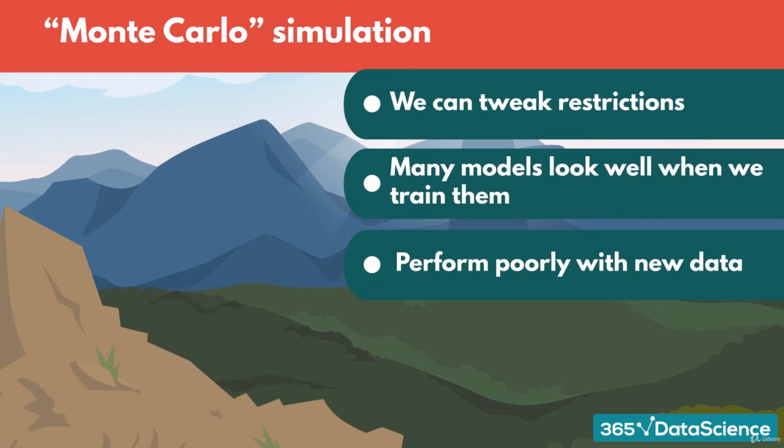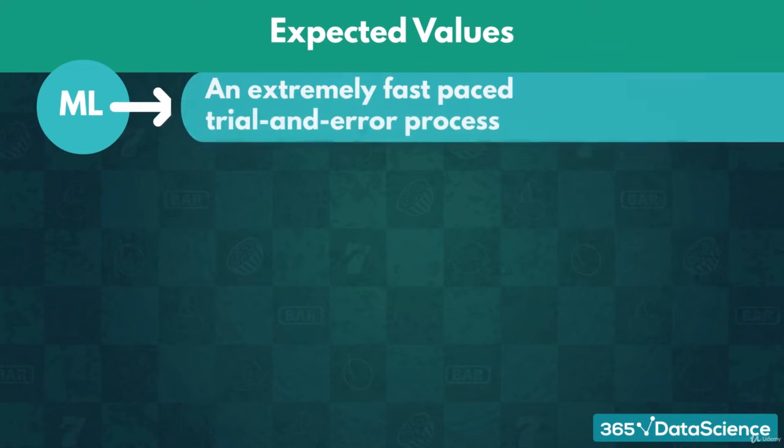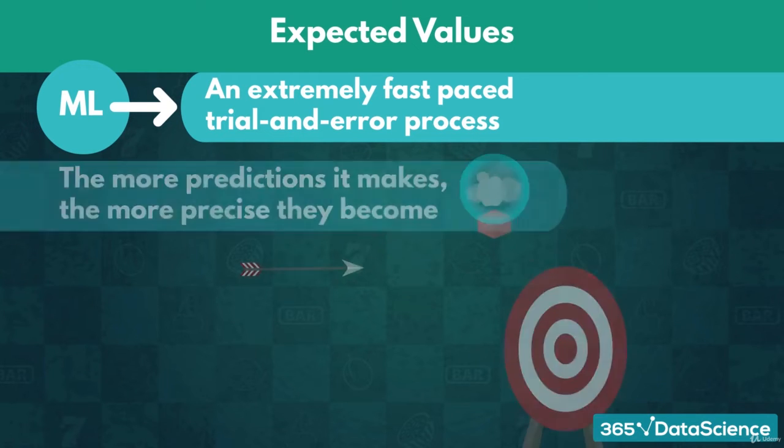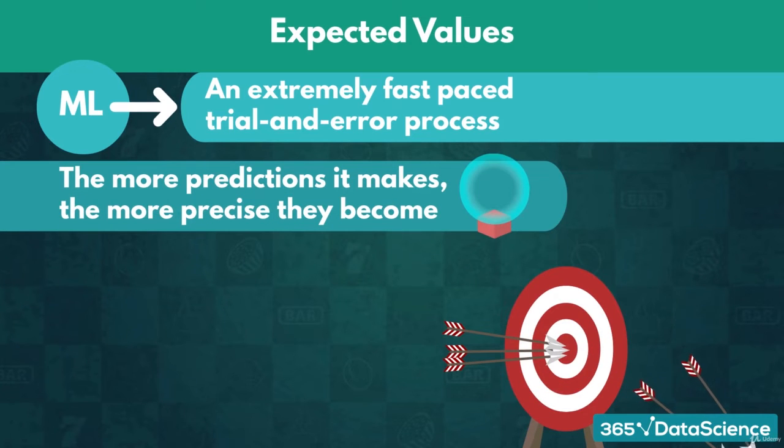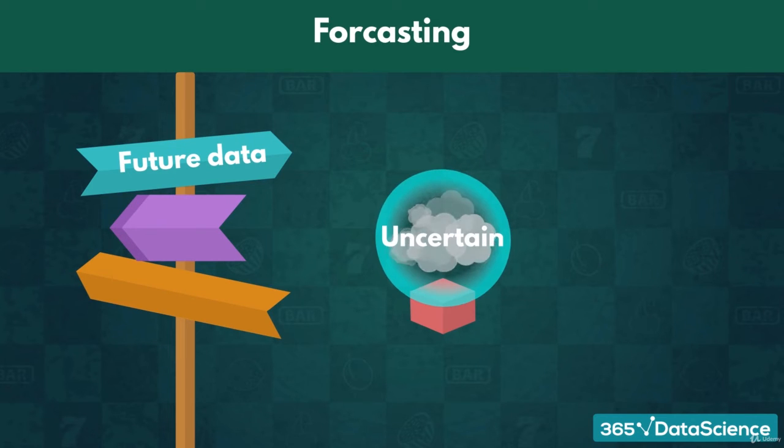Okay, furthermore, data science relies on expected values much more than you would believe. Most machine learning is an extremely fast-paced trial and error process where the computer adjusts its expectations as it goes through the data. Essentially, the more predictions it makes, the more precise they become. Right. The future is uncertain, so data scientists often try to predict what will happen based on information they have about the present and the past.